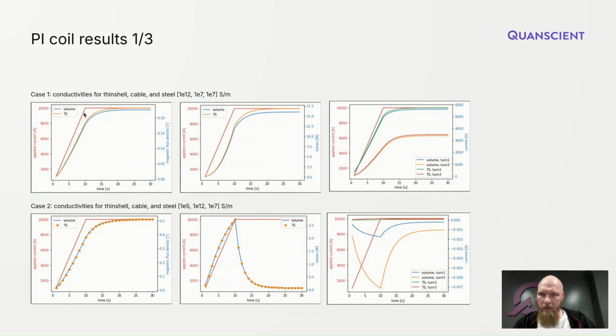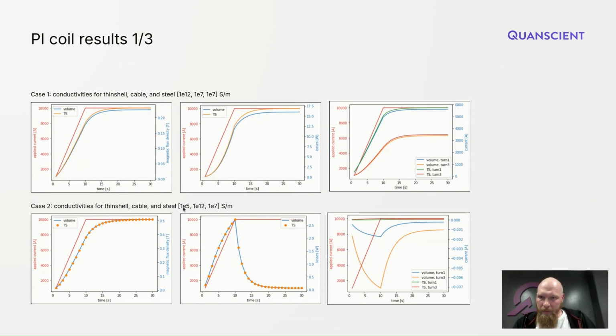So the red curve is always the applied current, and we can see that there's a delay in the magnetic field rise up. Then we have the losses and the net currents in different turns, at the very top turn and in the middle turn. You can see that the models are matching pretty well. There's only 5% difference in the losses and less in the other quantities.